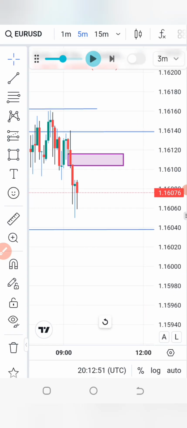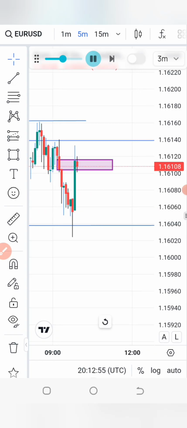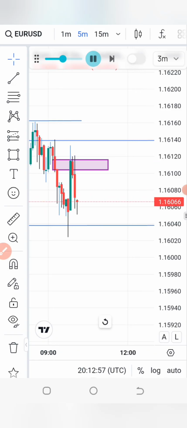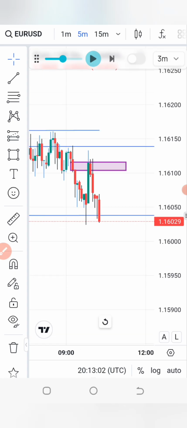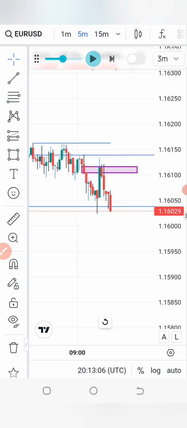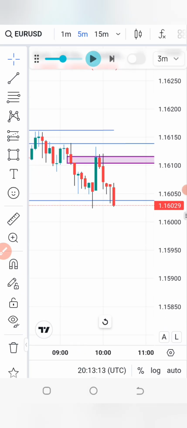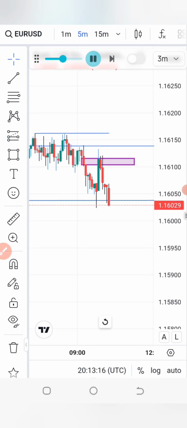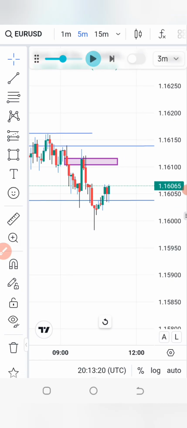It might work sometimes, but it is a very low probability. You can see it worked, but for me, it's a very low probability. You don't want to try this. It doesn't work all the time. You must wait for a sweep to happen before entering a trade. So let's move over to another example.